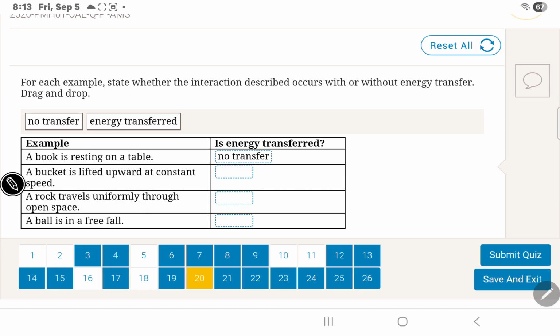Next, a bucket is lifted upward at constant speed. There is energy transfer here. A rock travels uniformly through an open space. There is no energy transfer here in open space. A ball is in free fall. There is energy transfer.